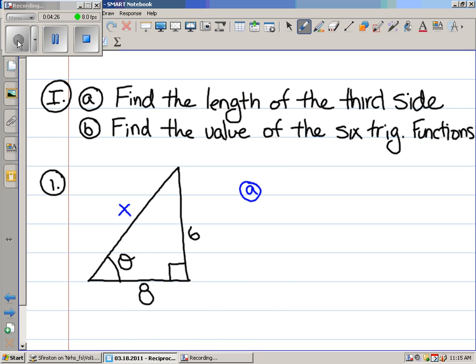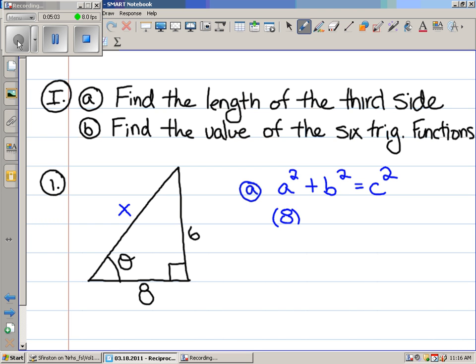So, if it's a right triangle, we can use a very famous theorem. Pythagorean Theorem. Pythagorean Theorem is a squared plus b squared equals c squared. What goes in the spot for c? Because it's the hypotenuse. The hypotenuse always goes in this c spot. Nothing else. It doesn't matter where the other two sides go for a and b, but in that c spot, it's always the hypotenuse.